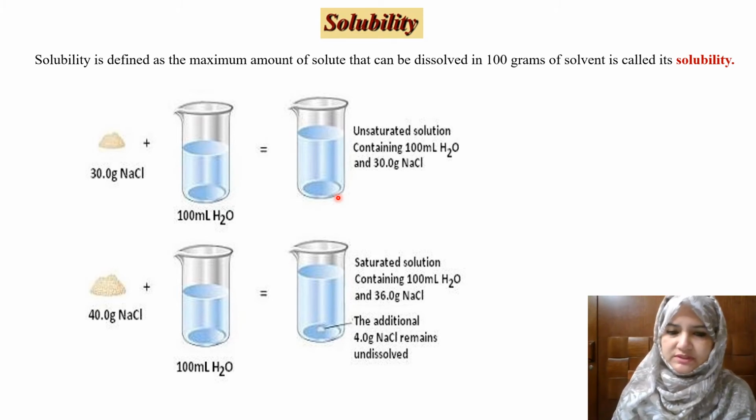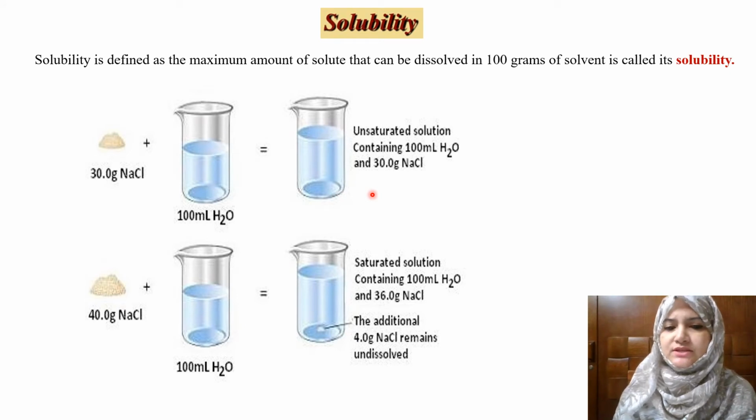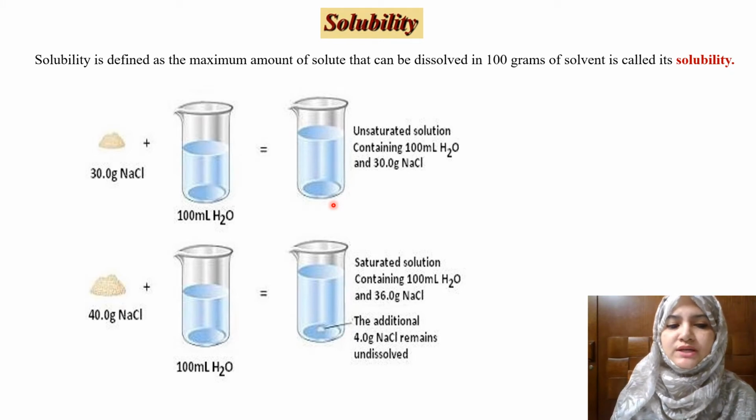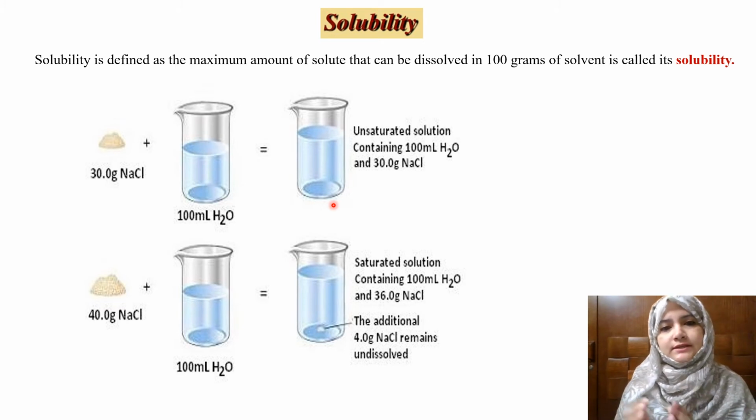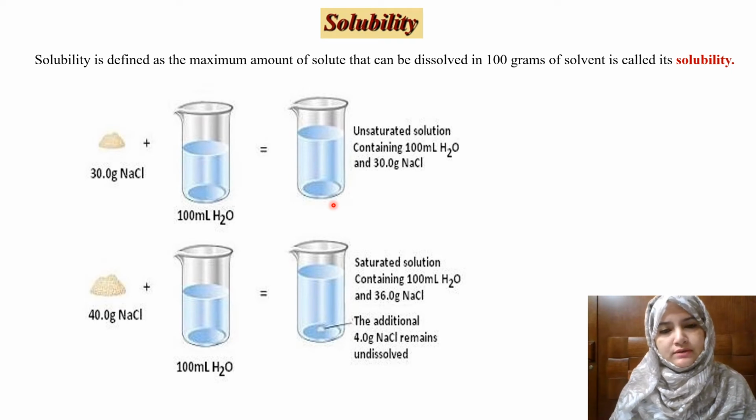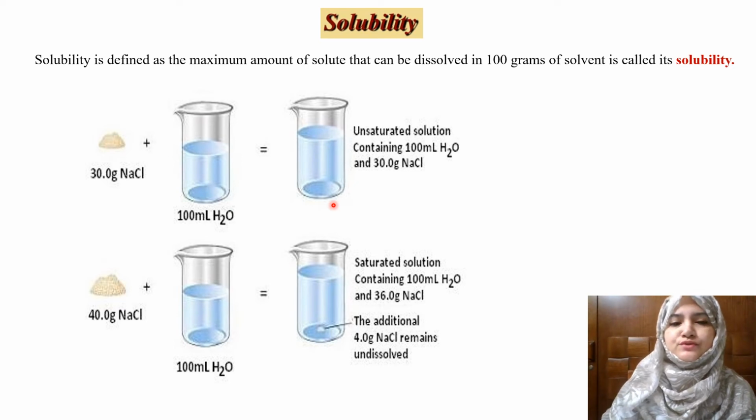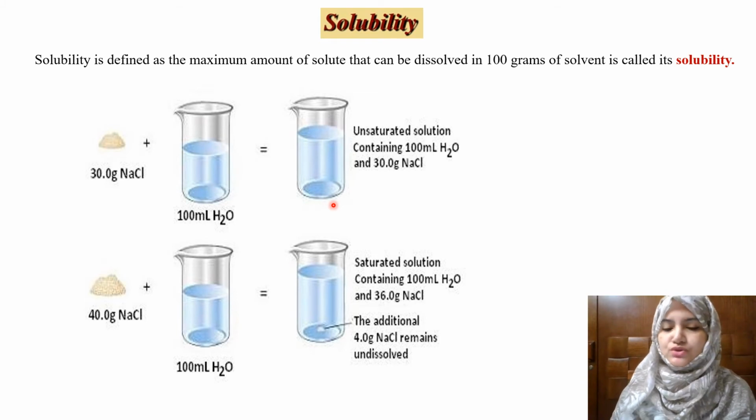Why is it unsaturated? Because we know the solubility of sodium chloride is 36 gram. That means we can add 6 more grams of sodium chloride to it. Its maximum capacity to dissolve sodium chloride is 36 gram, so it's an unsaturated solution.